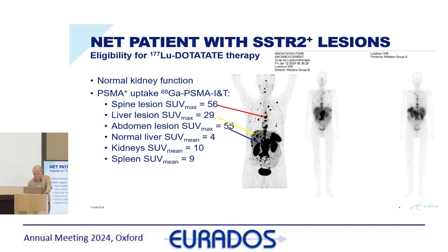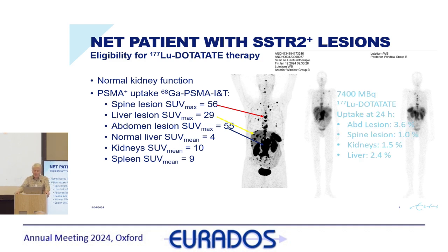Here I show whole body planar images, anterior and posterior view, after giving this 7.4 gigabecquerel of lutetium dotatate. There was an uptake in the lesions, and uptake in kidneys and the liver. It leads to success of the therapy, and we don't know in this case what absorbed doses are really given. We know we give 7.4 gigabecquerel, and that's actually all.